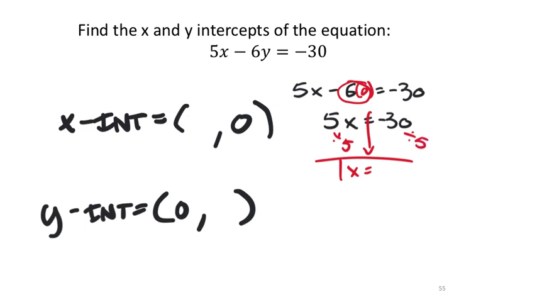So negative 30 divided by 5 is negative 6. My x-intercept is negative 6, 0. And of course, if you needed to put that on the graph, you could.